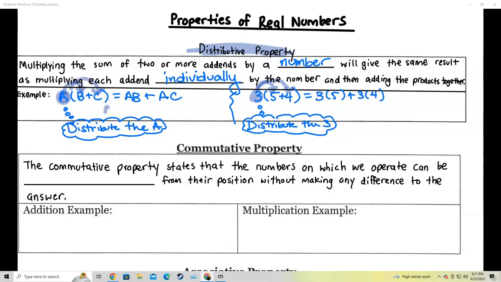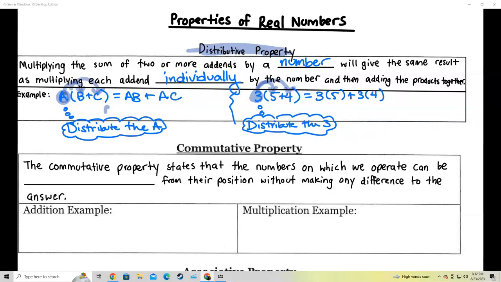Let's verify that this is in fact going to work. If I were to do it on the left-hand side, first I would add the 5 plus 4, and that would give me 9. Then I would multiply it by 3. 9 times 3 gives me 27. So just keep that 27 locked in the back of your head. Let's look at the right-hand side. Here, I would go 3 times 5, which gives me 15, and then 3 times 4, which gives me 12. That is 15 plus 12, and again, what I end up with is 27. So both sides are in fact the same.